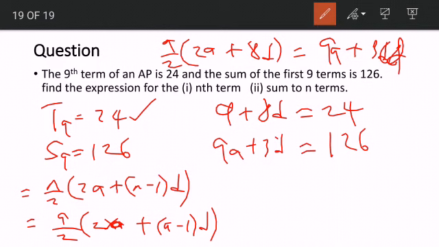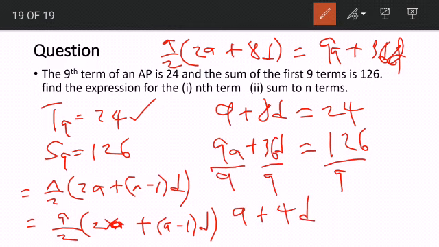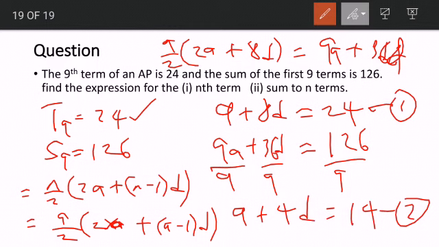Now I think 9 can go through here. If we divide through by 9 here, we are going to get a plus 4d equal to 14. Okay, so that gives us two equations. These are equation 1 and these are equation 2. So we are meant to solve equation 1 and equation 2 simultaneously, and obviously we'll have to subtract.